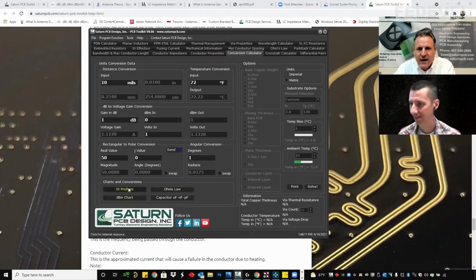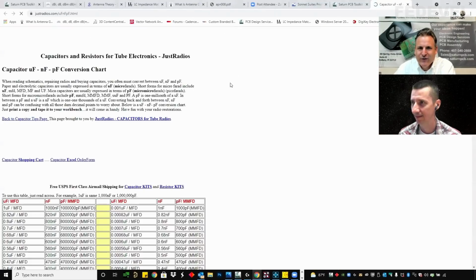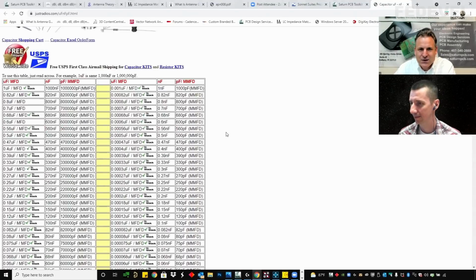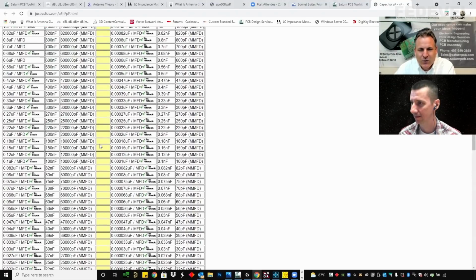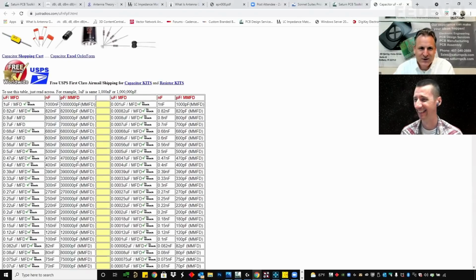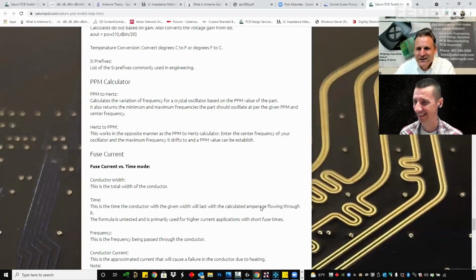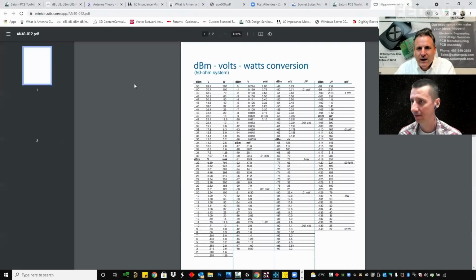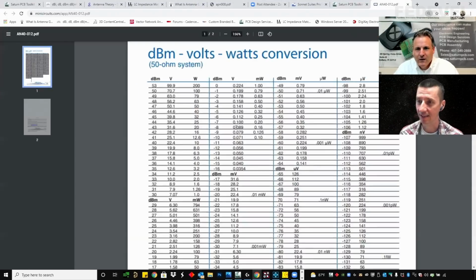I've also got some links down here. One of my favorites is this capacitor chart from Just Radios. A lot of people will call out capacitors in nanofarad values and you wonder, what is that? This will tell you. It's a good chart. Same thing with a dBm chart. There's a dBm chart, Ohm's law, and what is SI. This dBm chart will tell you, oh, I've seen this one.